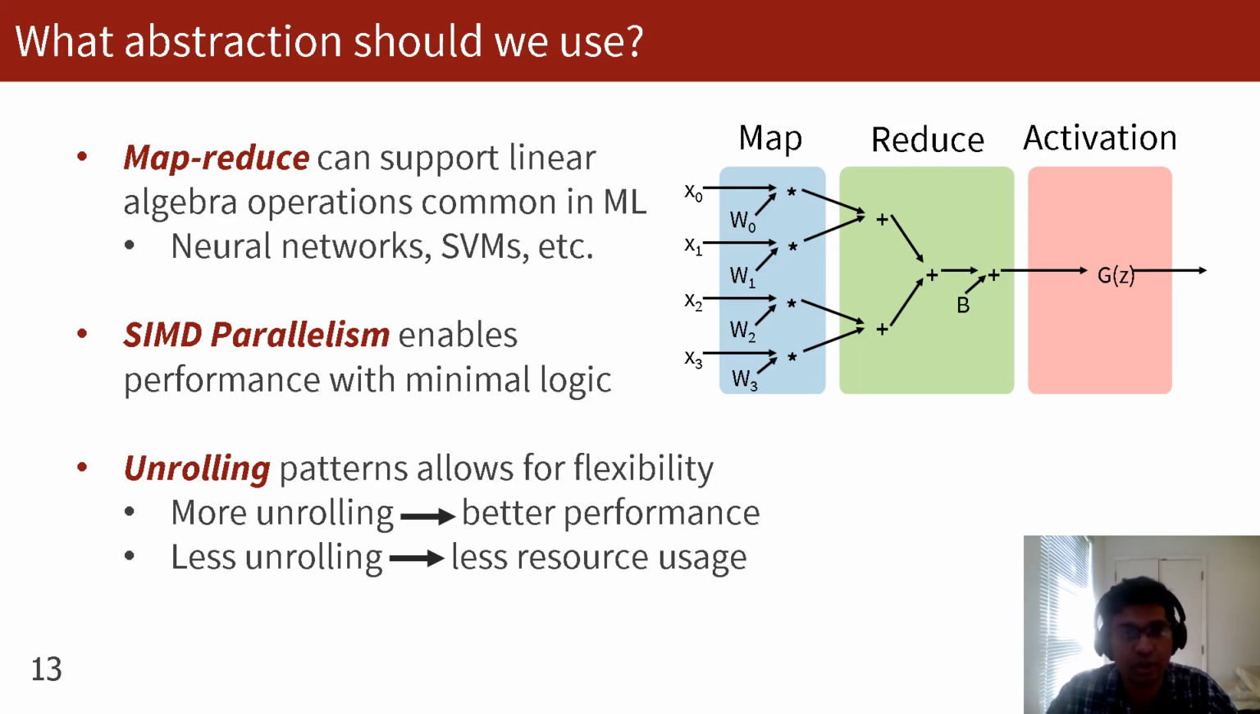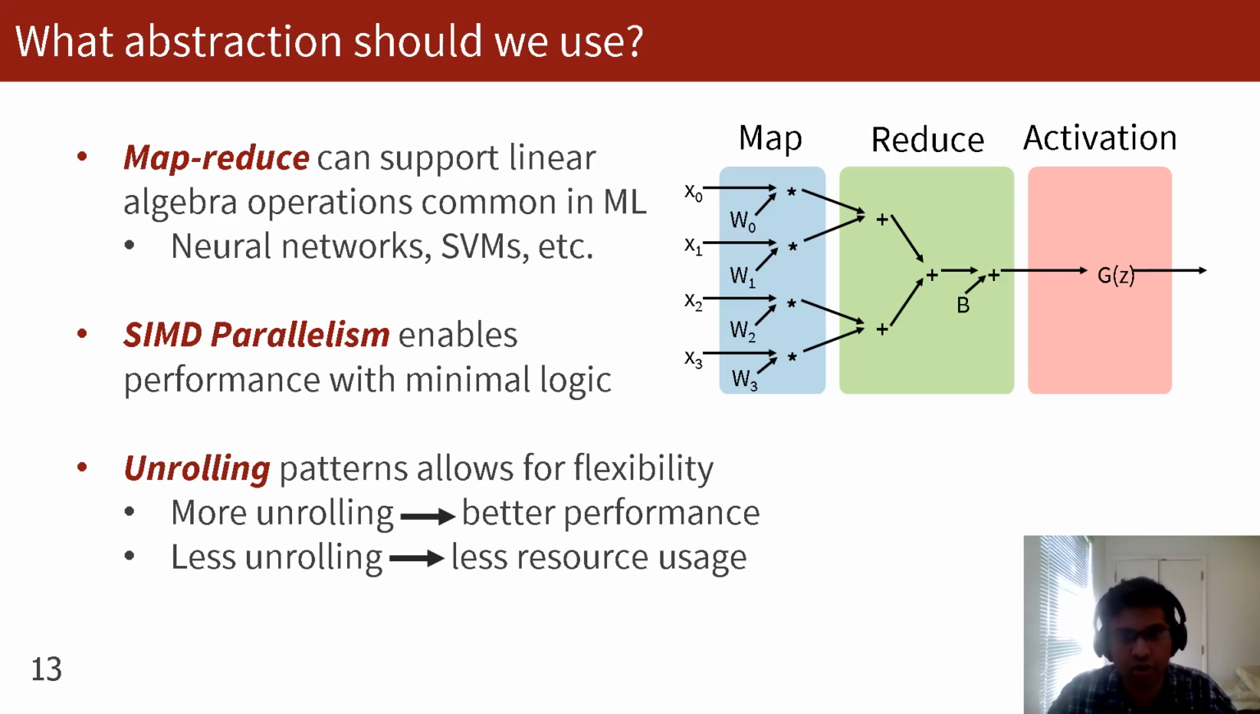Unrolling patterns allows for flexibility as far as resource usage is concerned. And for those who don't know, unrolling here means that in the case of a loop, we can execute loop iterations in parallel. And more unrolling leads to better performance with more resource usage, while less unrolling leads to less resource usage, but at the cost of performance.